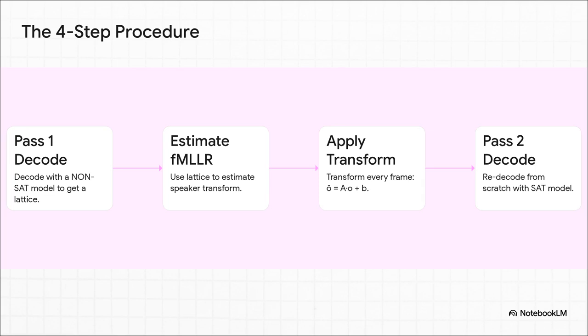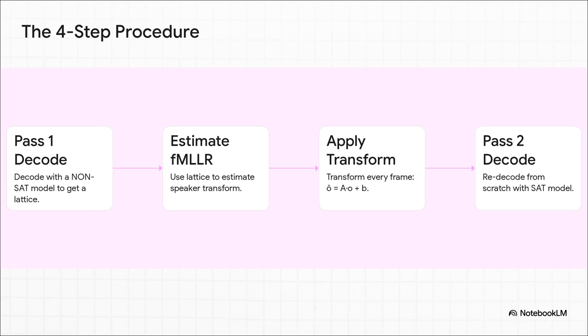The fix for this loop is honestly pretty elegant. We just decode twice. Let's walk through the 4 exact steps. Step 1, or Pass 1. We decode the audio using an older, non-SAT model. Since it's speaker-independent, it doesn't need adapted features. This gives us a rough transcript and a lattice of hypotheses.